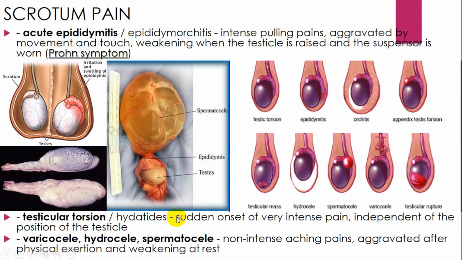Testicular torsion: sudden onset of very intense pain independent of the position of the testicle. Varicocele and other celes are non-intense aching pains, aggravated after physical exertion and weakening at rest. Here you can see a spermatocele in big sizes. It's the testis and the epididymis.